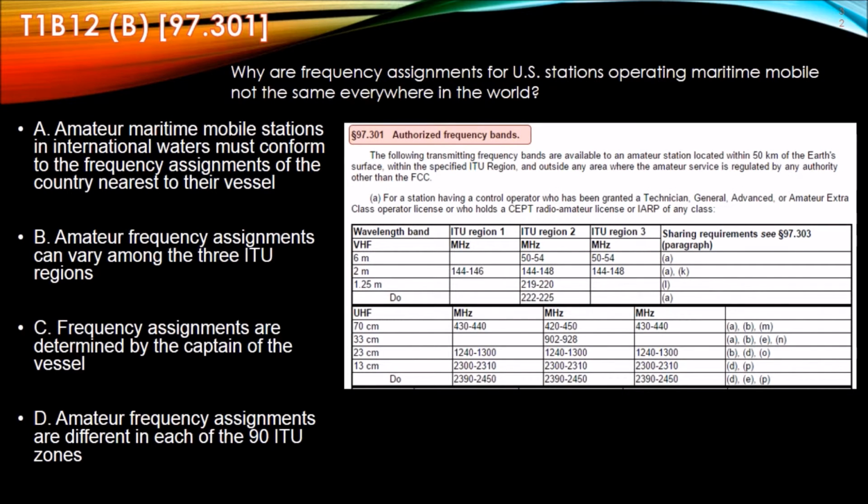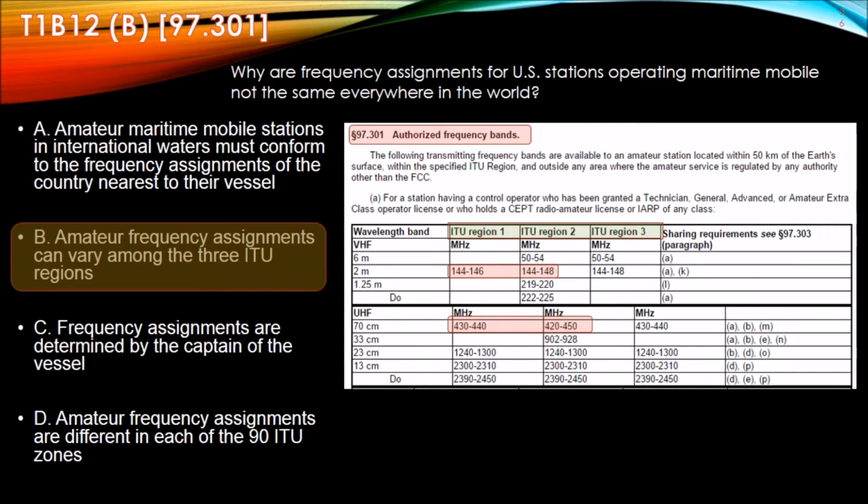So let's refer back to 97.301 authorized frequency bands. Now this is just a small clip of the bands. And you can see here between ITU region 1 and region 2 in the 2 meter band that they vary on the 144 to 146 or 144 to 148 megahertz range. And even down here in the 70 centimeter band, you can see that they vary. So the frequencies actually vary depending upon where in the world and which ITU region you happen to be in. So the answer to this question is amateur frequency assignments can vary among the 3 ITU regions.